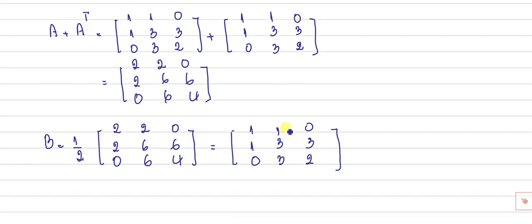This is the symmetric matrix, but B is equal to A, because this one is A, the element of A. So this is the symmetric part of matrix A.